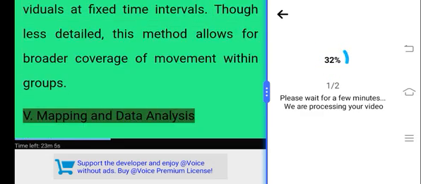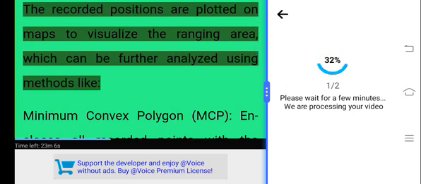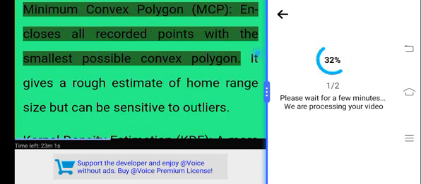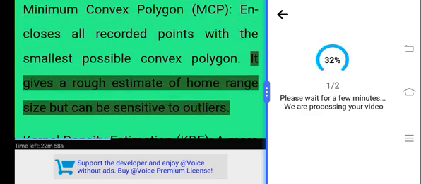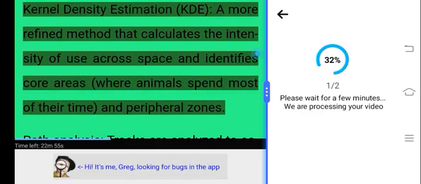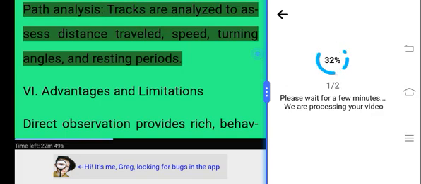5. Mapping and data analysis. The recorded positions are plotted on maps to visualize the ranging area, which can be further analyzed using methods like the minimum convex polygon (MCP), which encloses all recorded points with the smallest possible convex polygon. It gives a rough estimate of home range size but can be sensitive to outliers. Kernel density estimation (KDE) is a more refined method that calculates the intensity of use across space and identifies core areas where animals spend most of their time and peripheral zones. Path analysis: tracks are analyzed to assess distance traveled, speed, turning angles, and resting periods.